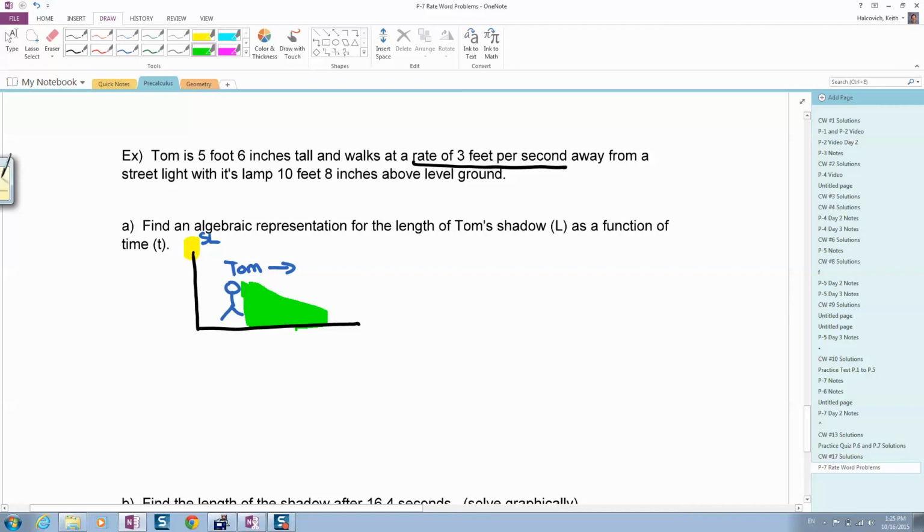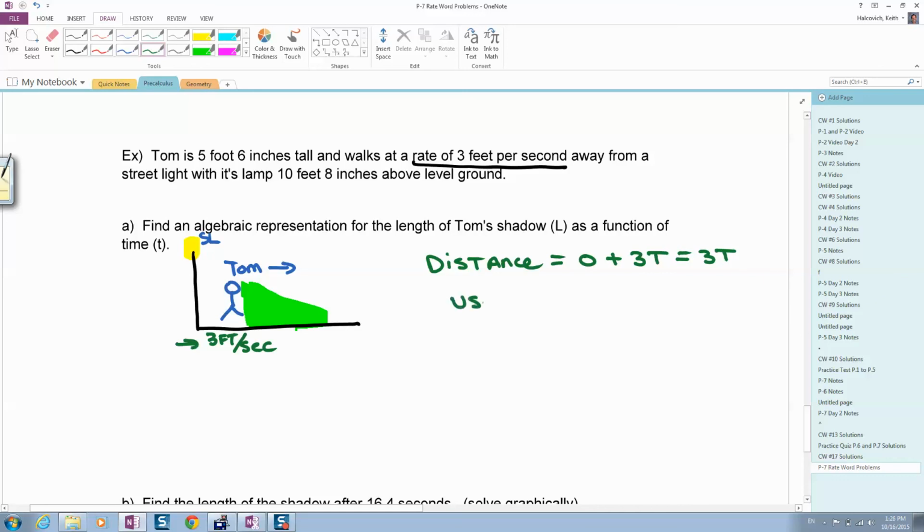So what you want to figure out is what is the length of his shadow as it relates to the time after he walked away from the light. So basically the distance from the street lamp, he goes 3 feet per second away from the street lamp. So his distance, he starts out even with the street lamp, and he's now 3 feet per second. So basically it's 3t.